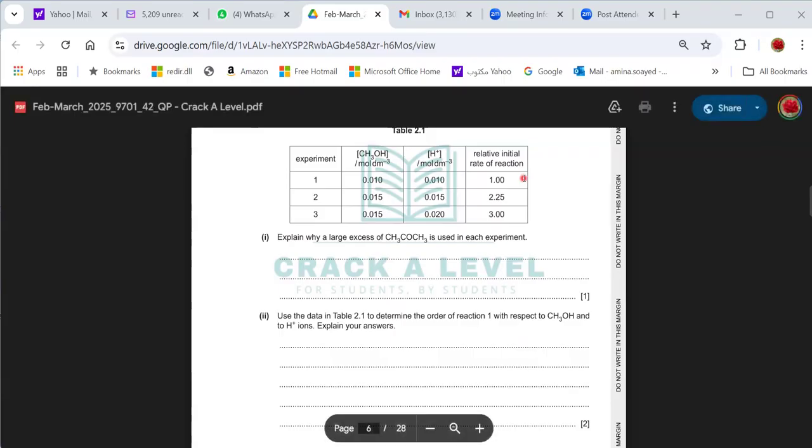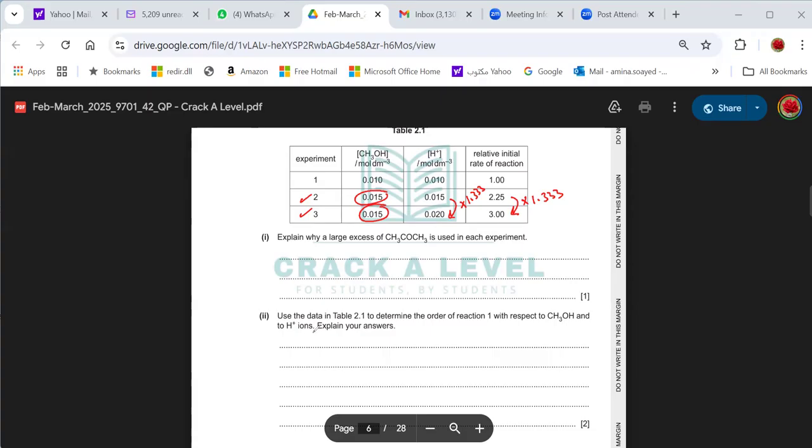So if we choose, for example, experiments 2 and 3, we see that the concentration of the methanol is kept constant. So if we want to see what happened to the concentration of the hydrogen ions, we divide 0.02 divided by 0.15 and see that the difference here is that we multiply the concentration by 1.333, and we see the effect of changing this on the rate. So we divide 3 by 2.25. So we see that also the rate here increased by 1.333.